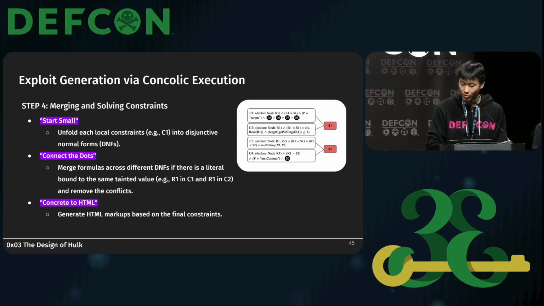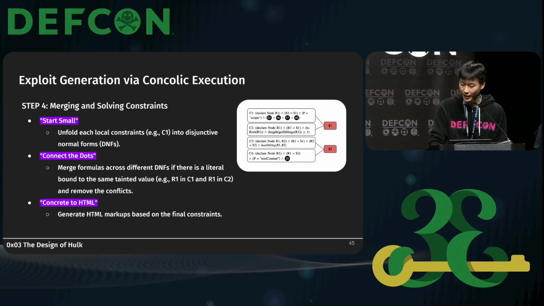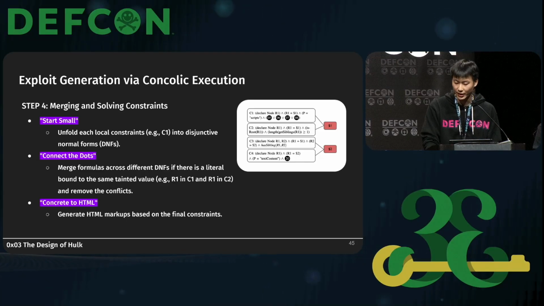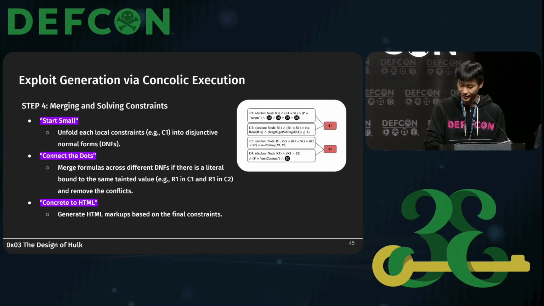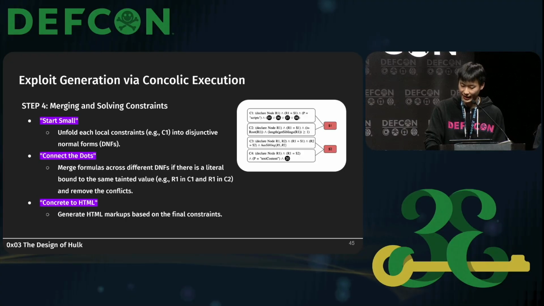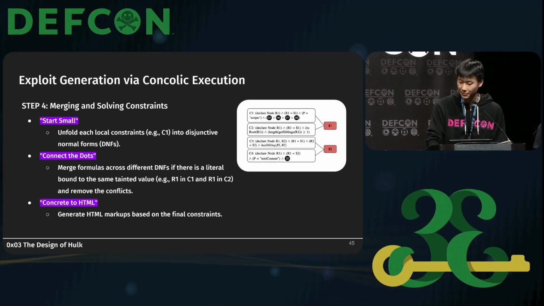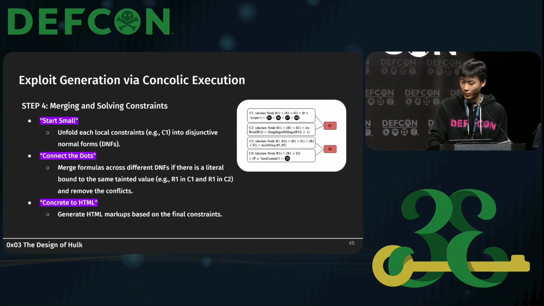Next, we will merge the formulas across different DNFs if they point to the same tainted nodes. During this process, conflicts may arise, and we just need to get rid of them and only save the valid combinations. You can think of the second stage as attaching different DOM trees at their shared nodes, and discarding any combination that doesn't fit together. In the last step, we will just concretize the formulas to HTML markup as input for the exploit.